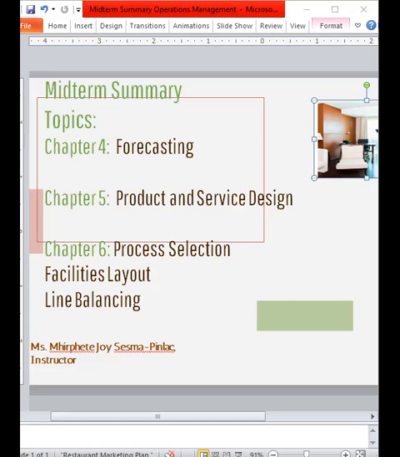Line balancing is the process of assigning tasks to workstations in such a way that the workstations have approximately equal time requirements.